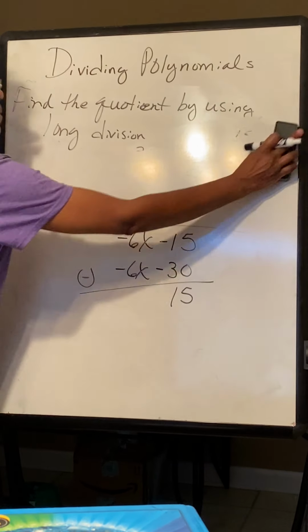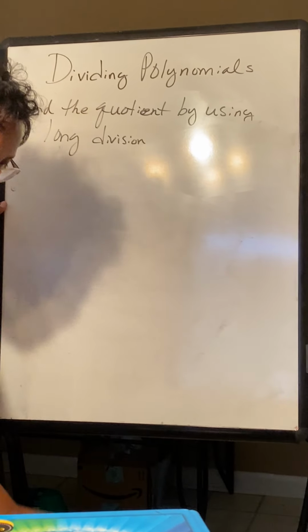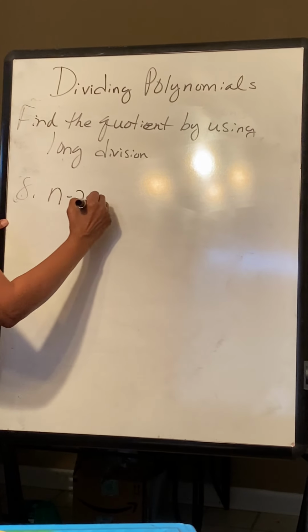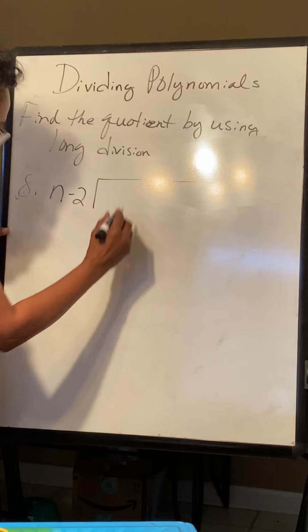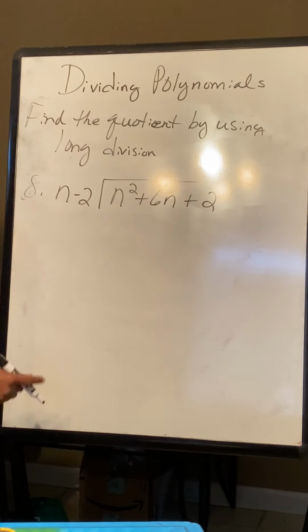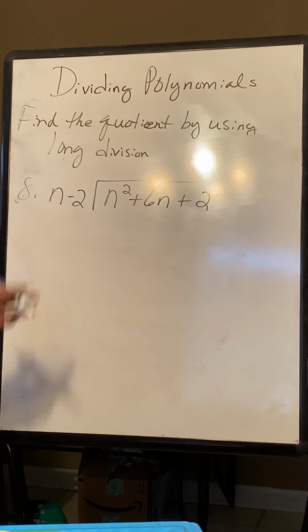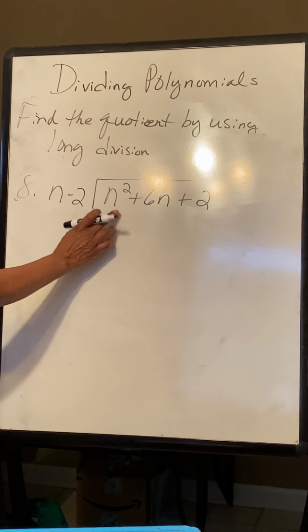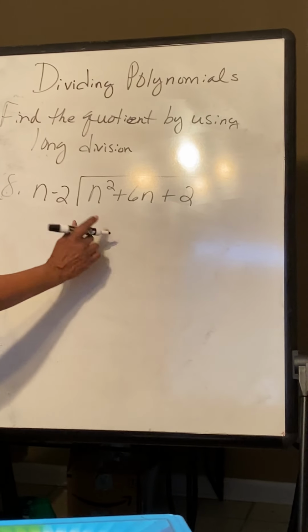Example 8. Let's take n minus 2, and let's divide it into n squared plus 6n plus 2. Again, take the first term in your divisor, divide it into the first term of your dividend. N times what gives me n squared? N.